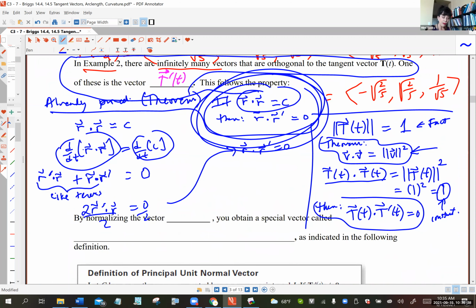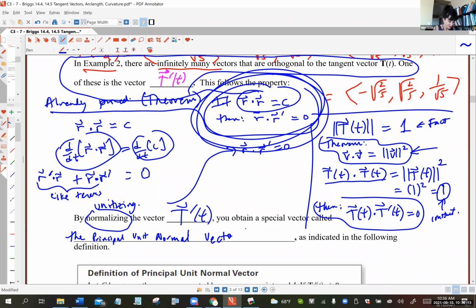I love that. So what we're going to do is take big T prime and normalize it. Normalize is a fancy way of saying unitize. But unitize is not an official math term. That's what Dr. Malone taught me. So we're going to unitize big T prime, fill in that blank. And then you get a vector called the principal unit normal vector. Yep, the principal unit normal vector.